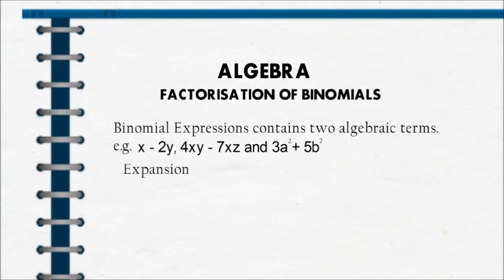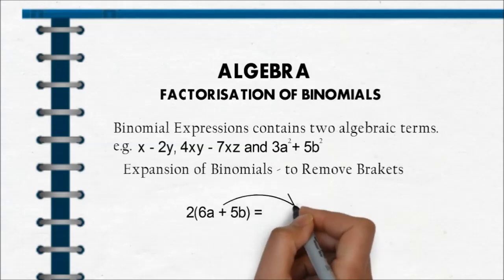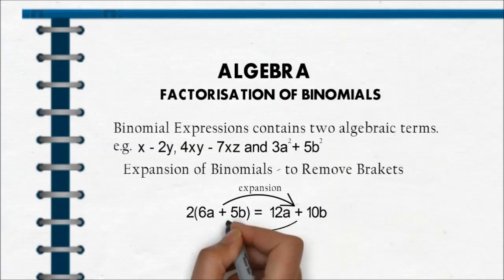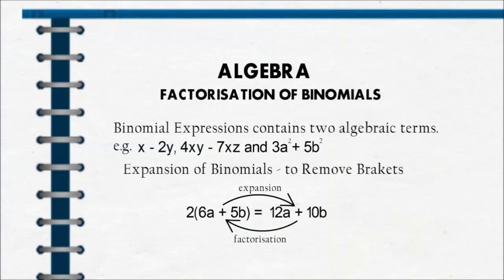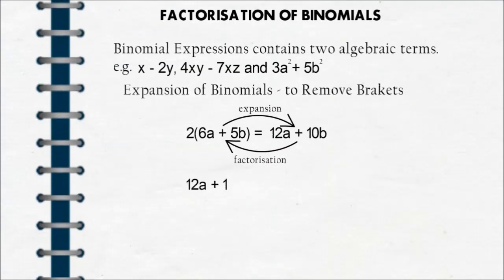Also, in one of our previous lessons on expansion of binomials, we learned to remove brackets, that is, in a case where we have 2 open bracket 6a plus 5b close bracket. We said that this step, moving from the left hand side to the right hand side, is what we refer to as expansion, which is the removal of brackets. Now in factorization of binomials, we seek to do the reverse of what we have just done in expansion, with the use of brackets. Now I want us to observe something.